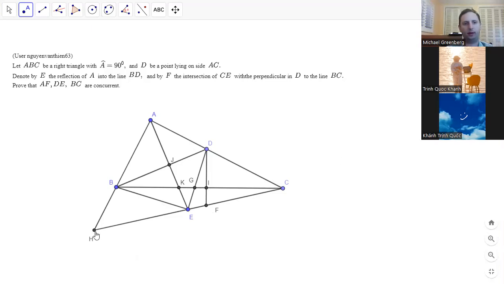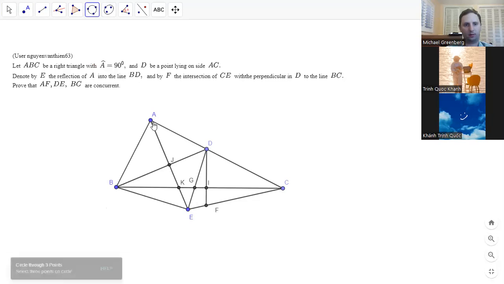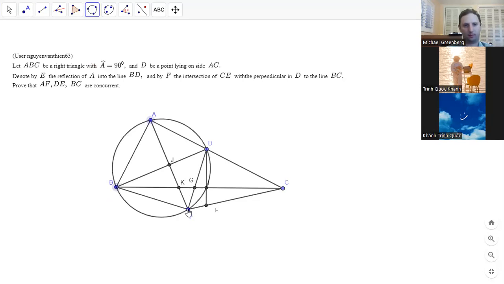Actually, do we even need point H? I don't know why I drew that. Oh, because I was trying to use Ceva's theorem. But yeah, we don't need point H. This is all we need. And we have a lot of cyclic quads. This is cyclic. And yeah, it also passes through point I. And then this is cyclic, right? Or actually, I'm not sure. Never mind. This one was cyclic. That's what I was thinking, DJKI.